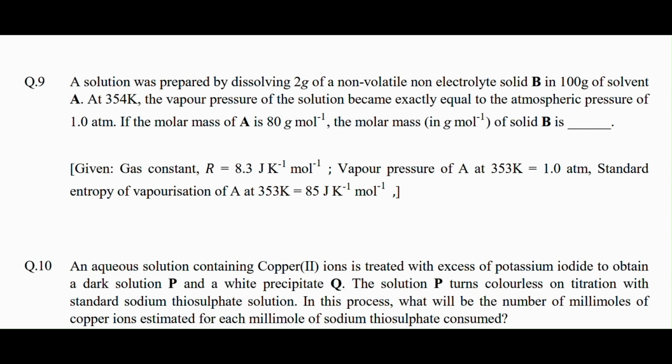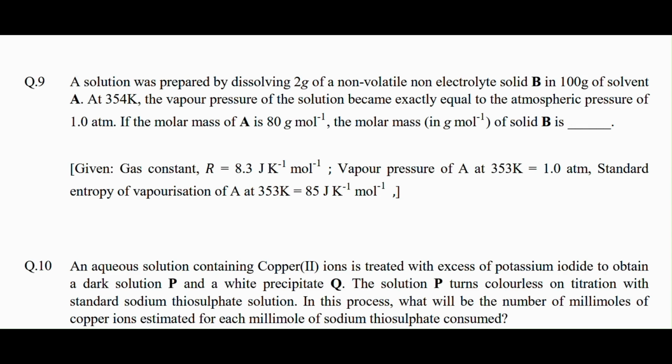Now, recognizing from the statement and the data given, the dark solution here is iodine solution, and the precipitate in this case is nothing other than Cu2I2. We know that CuI2 is initially formed, which is unstable, and therefore it breaks down into Cu2I2, reducing copper. Now, the solution P, that is iodine, turns colorless on titration with standard sodium thiosulfate solution, commonly known as hypo solution, and this is again a very common reaction of iodometric titration.